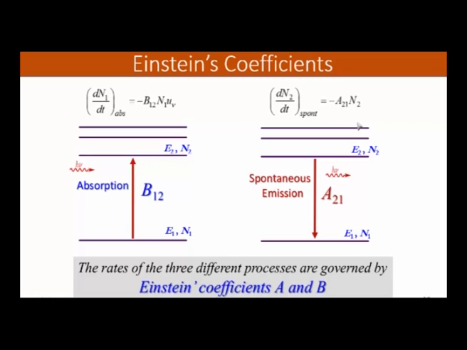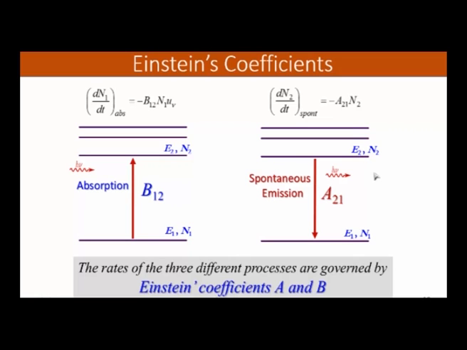Now look at the difference between these two processes. Look at the equation. The equations are simple enough, I have explained it thoroughly. So look at this expression and this one. There is a B coefficient sitting for absorption and an A21 sitting here. 1, 2 means from 1 to 2. 2, 1 means from 2 to 1. That's the meaning of this 1, 2 and 2, 1. And A for emission and B for absorption. That is the notation which Einstein used.